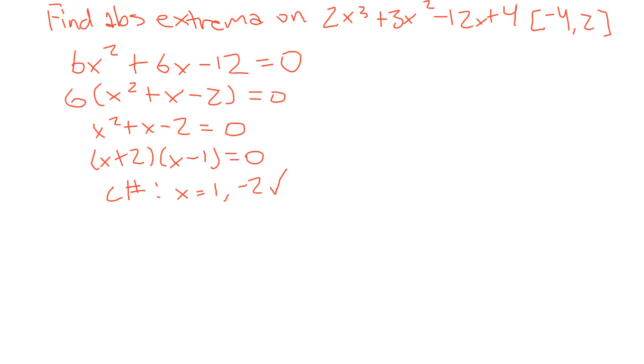So we need to plug in f of 1, which is going to get us 2 times 1 plus 3 times 1 minus 12 plus 4. So we get 2 plus 3 equals 5, minus 12 equals negative 7, plus 4 is going to be negative 3.